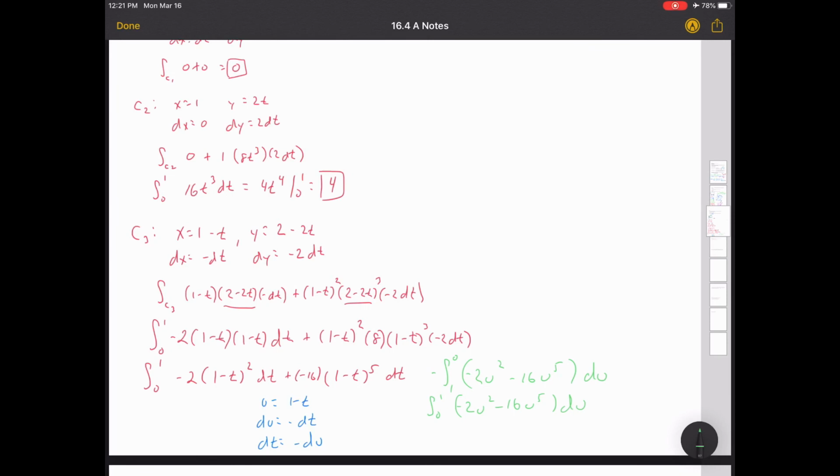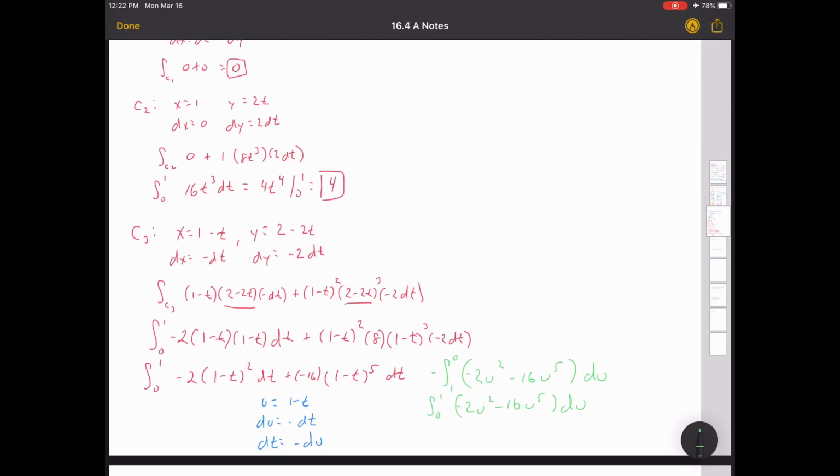Something else doesn't seem right there. I don't know. I'll figure it out as we go. Oh, I think I see what it was. That negative 16 is going to become positive when I take the negative from the du out, I think. Let's go ahead and check it out and find out.